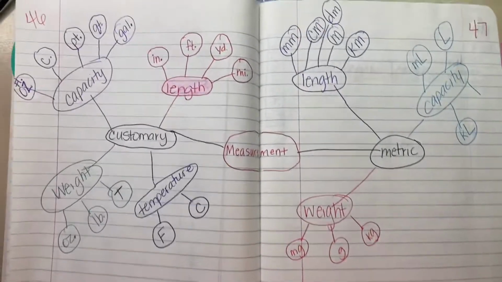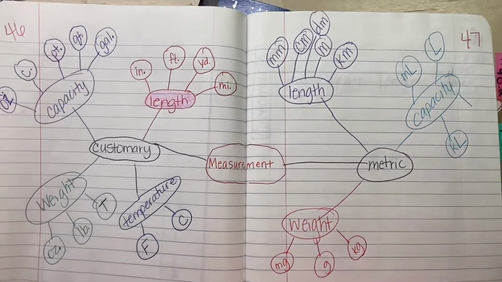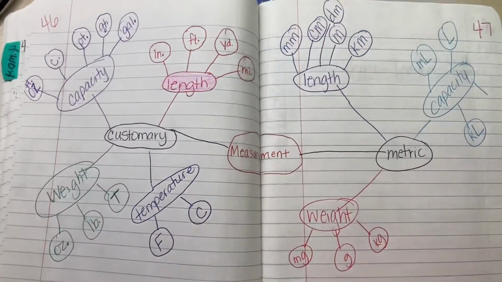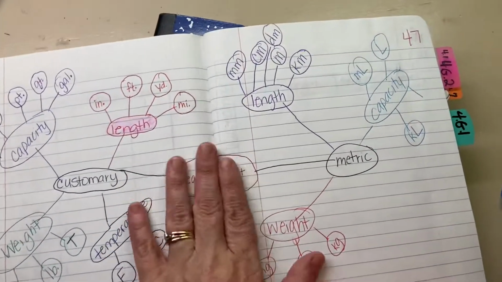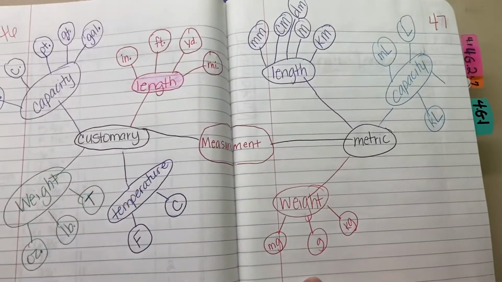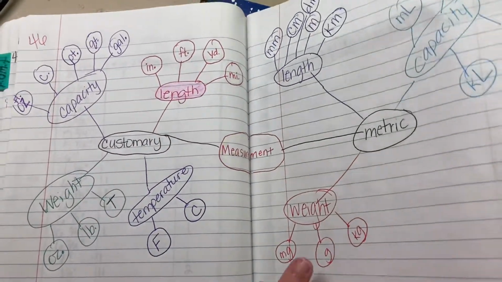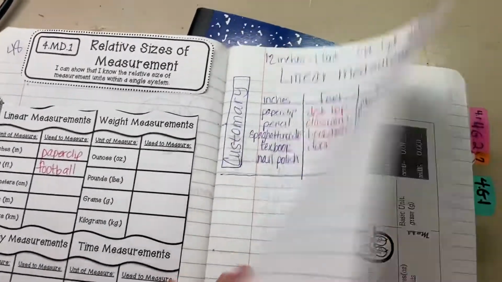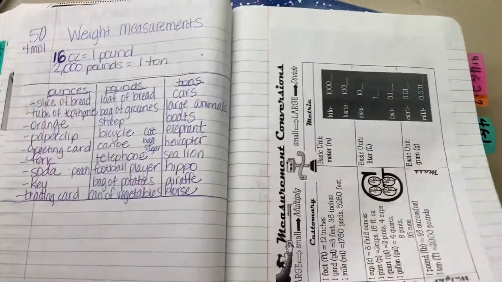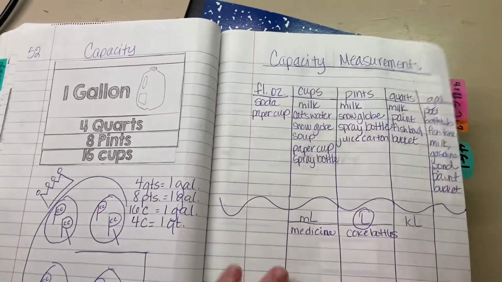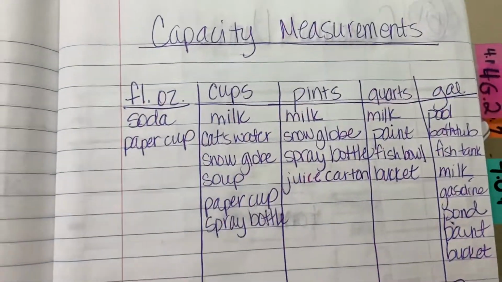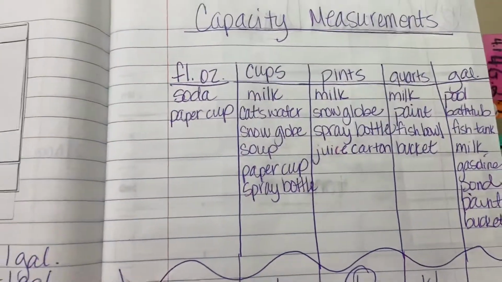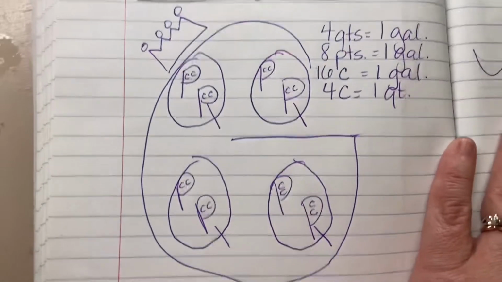This was a map that they did in the classroom with partners. They did this in the classroom with their partners, and it was measurement, customary, and metric. And so we brainstormed the different types of measurement. And here's capacity, like what would you measure using fluid ounces, cups, pints, etc.